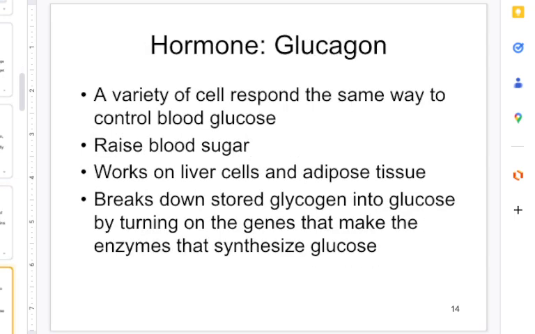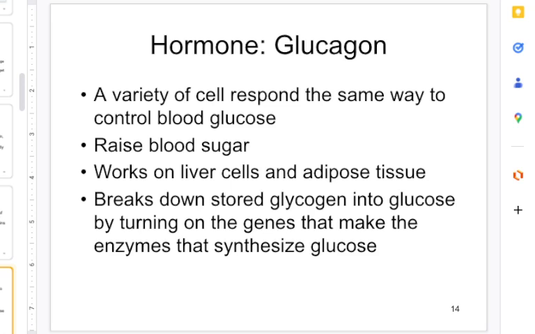And here is the hormone glucagon, which is another chemical signal, and it is from the endocrine type of cell signaling. A variety of cells respond the same way to control blood glucose. We're going to increase the blood sugar when we release glucagon. Glucagon has a target cell of liver cells and also a target cell of adipose tissue. So adipose tissue is another place where we can store fat, and fat is a source of alternative fuel when we are out of glucose.